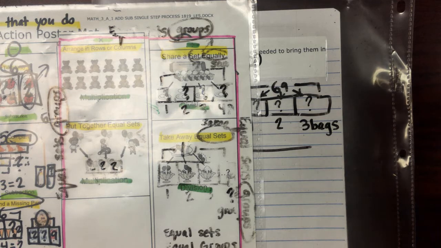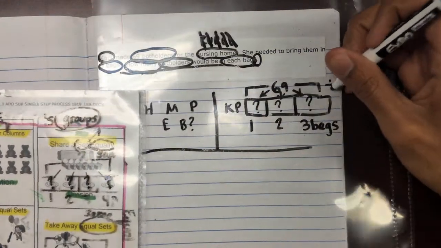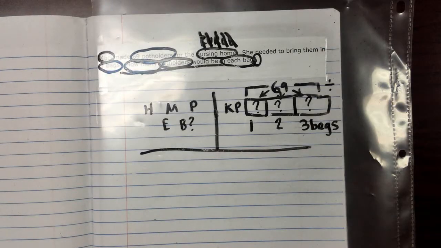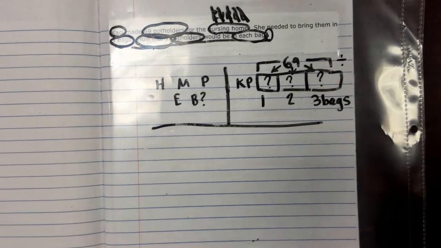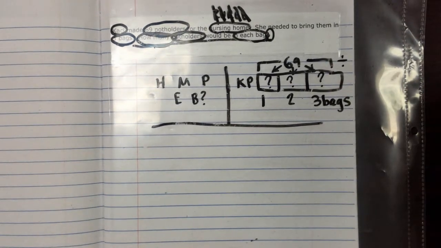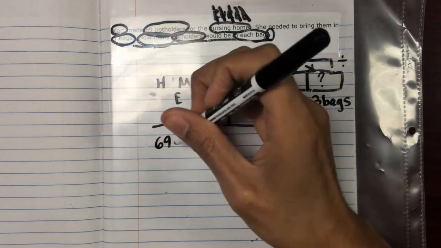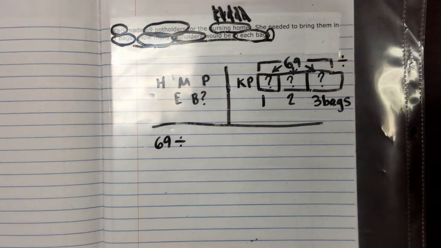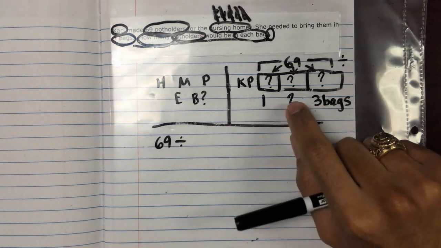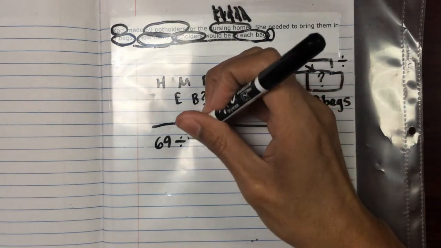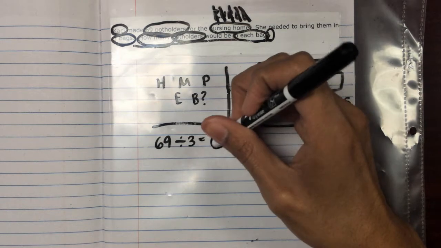And I know that the operation that matches this is division. So let's go ahead and write down our division symbol off to the side, and let's write our division number sentence in our strategy section. So what total are we sharing from? Well, we're sharing from a total of 69, so that's where I need to start from. A total of 69 shared into how many groups? Well, 1, 2, 3 groups, because it's 1, 2, 3 bags. So a total of 69 shared equally into 3 groups gives me my quotient.